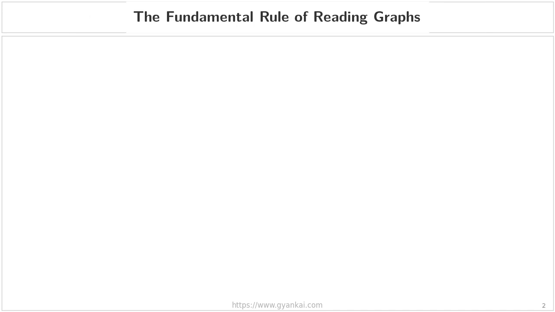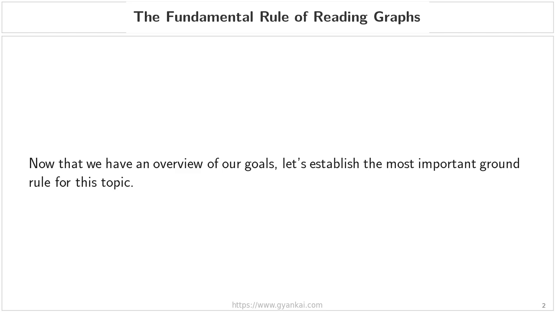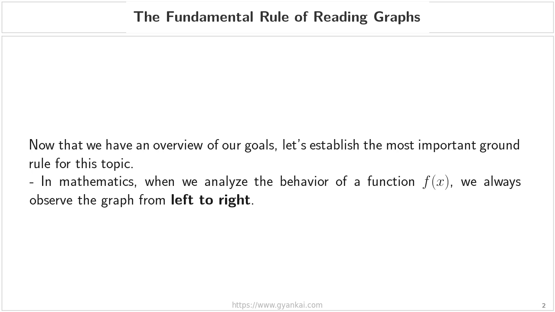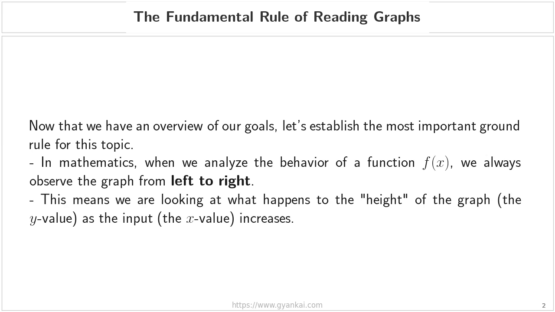The fundamental rule of reading graphs. Now that we have an overview of our goals, let's establish the most important ground rule for this topic. In mathematics, whenever we analyze the behavior of a function, f of x, we always observe the graph from left to right. To be more specific, this means we are tracking what happens to the height of the graph, which is represented by the y value, as the input, or the x value, increases. By keeping our movement consistent from left to right, we create a standard way to determine if the function is climbing or falling, which will allow us to formally define increasing and decreasing functions in the next few slides.